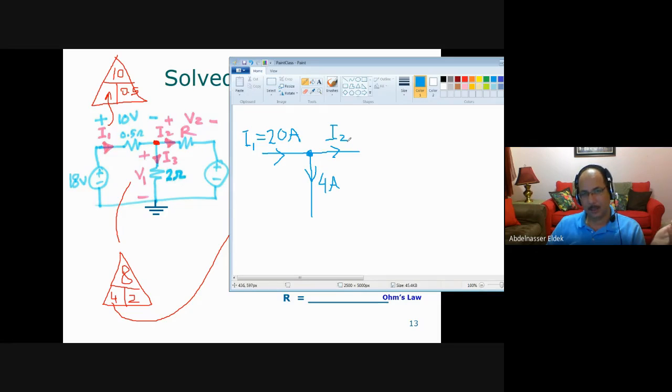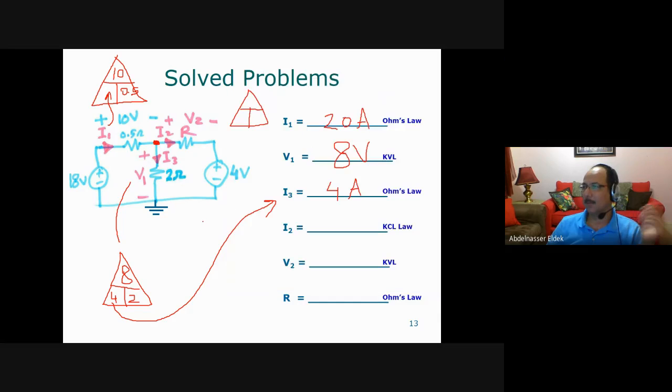Yes, I can calculate I2. I2 equals what? I2 equals 16 ampere. Why is it 16? Because you have 20 divided between two branches. So 20 equals 4 plus 16. So now let's go back and say, okay, I2 equals 16 ampere. Okay, now I still need to calculate R.